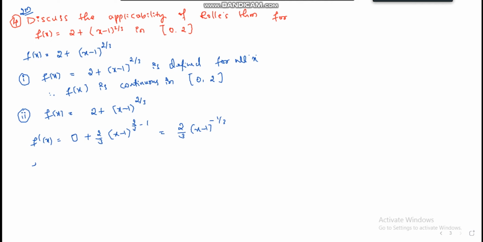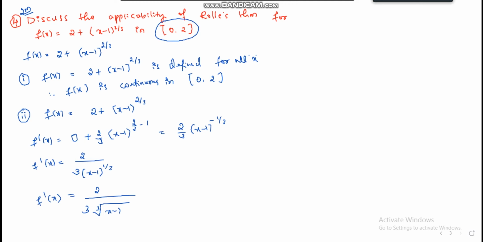Now we simplify f'(x) by writing it with a positive exponent: 2 divided by 3 into (x - 1) raised to 1/3. One step easier, f'(x) = 2 by 3 times the cube root of (x - 1). Just observe that the interval given is the closed interval [0, 2], so the number in between is only 1, and we take x = 1.